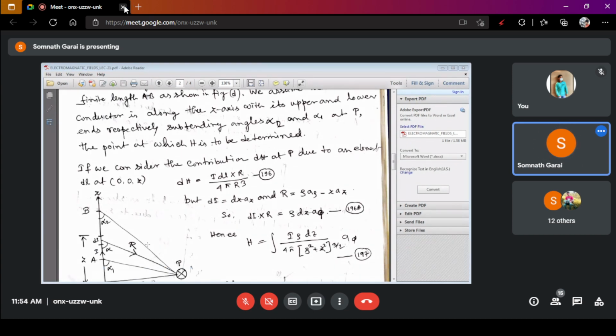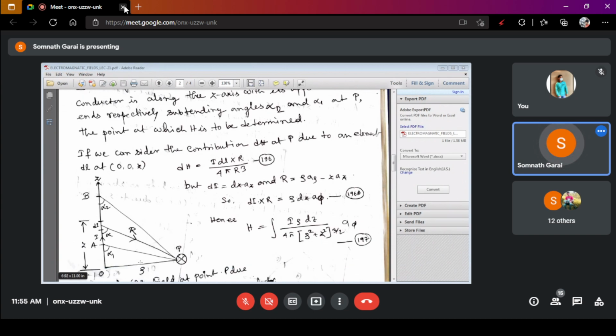Now, if we draw a straight line from B to P and A to P, that represents the subtended angles at B and A. So alpha 2 represents the angle of B, and alpha 1 represents the angle of A.